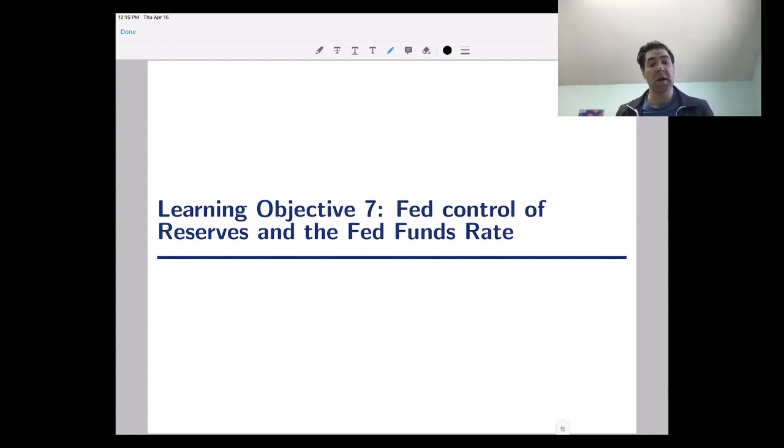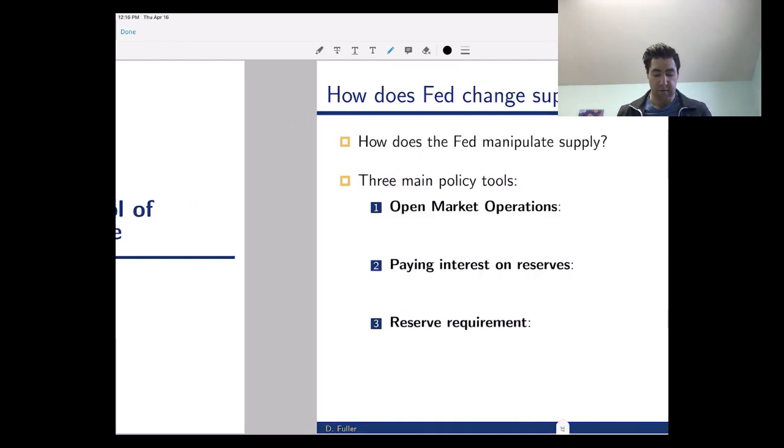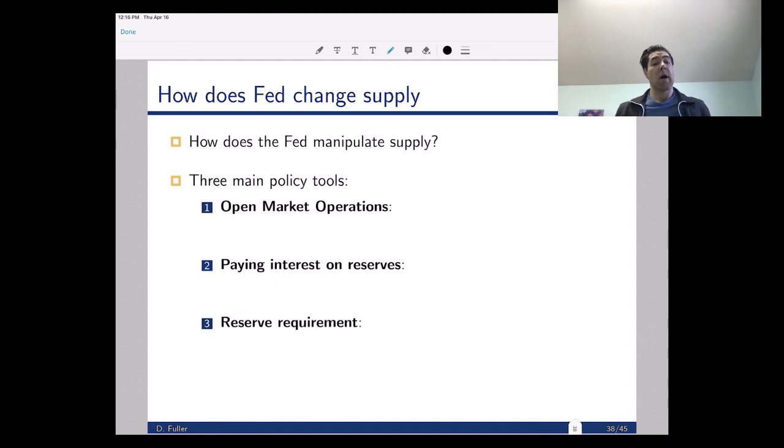All right, so learning objective 7, we're going to understand the specifics of how the Federal Reserve actually controls this federal funds rate. So we mentioned in the last part, we developed the federal funds market, understand what the federal funds rate is. It's an interest rate that banks charge each other on overnight loans for reserves. And the Federal Reserve Bank actually tries to control that interest rate, or they have a target and they keep the interest rate fixed at that target by manipulating supply and demand of reserves. So how do they do that?